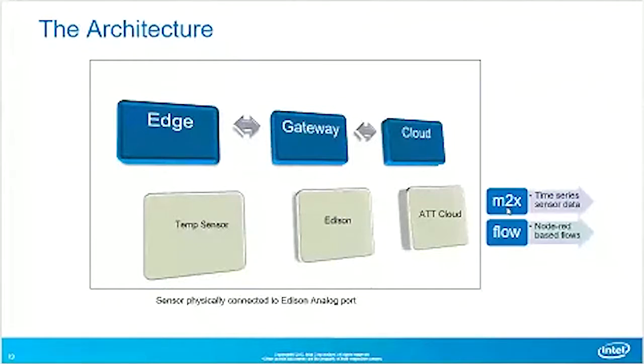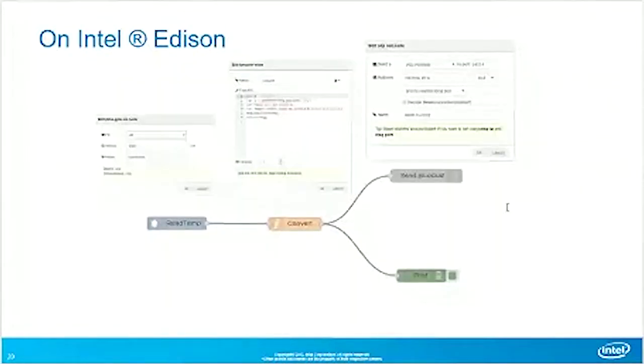Here we are going to connect the temperature sensor physically to the Edison. On the Edison, we are going to run a Node-RED flow, and this is essentially the entire program running on the Edison. There is a node called read temperature, which is connected to the analog port A0 of the Edison. It reads the analog port every 1000 milliseconds, that is one second, and records the temperature. Once it records the raw value, it converts that into Fahrenheit.